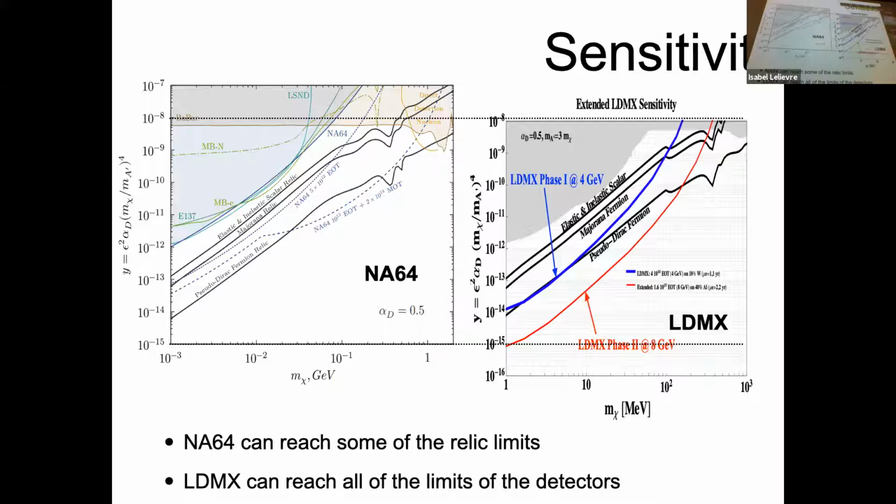So here are the bounds. The left is Na64, the right is LDMX, and the x-axis here is this y variable: epsilon squared times alpha dark times the mass of the chi over the mass of the dark photon to the fourth.